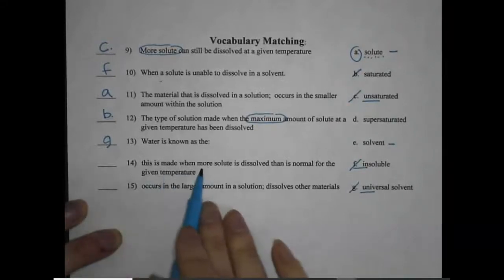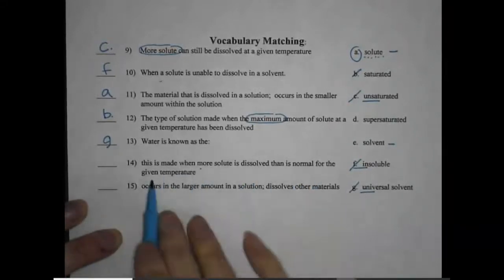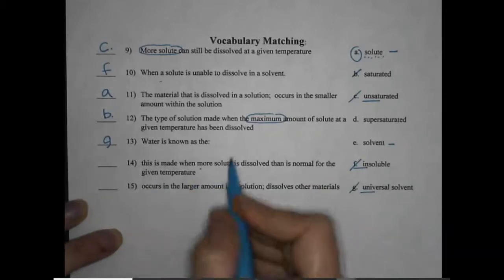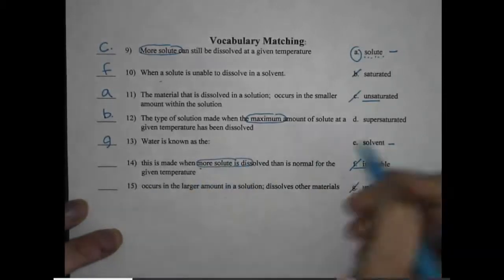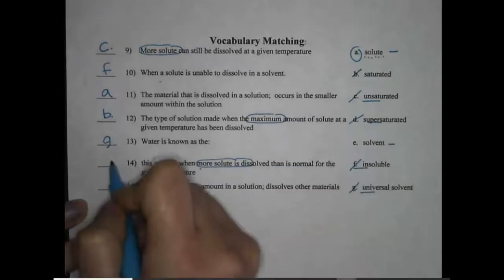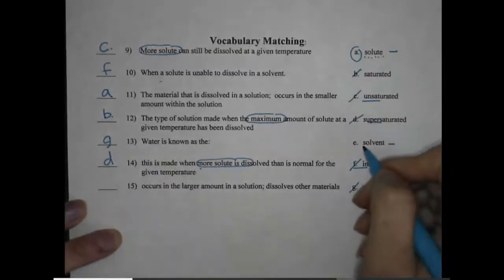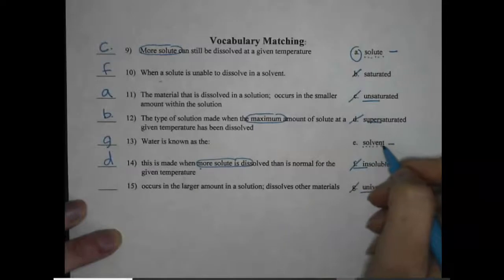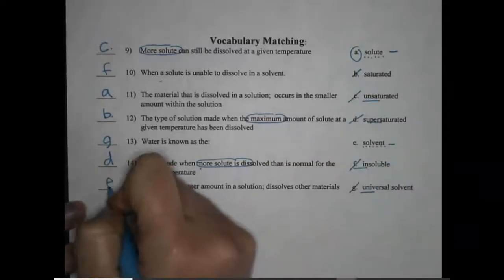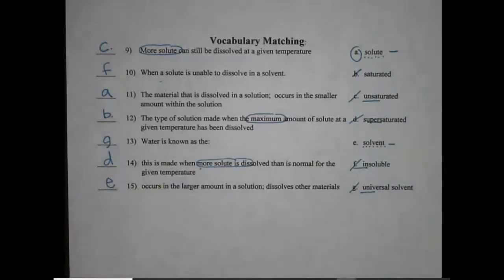This is made when more solute is dissolved than normal for the given temperature. So more solute is dissolved than it should be, which means it's super full, or supersaturated. And this one occurs in the larger amounts in the solution and dissolves other materials. So the larger amounts, the larger word: 1, 2, 3, 4, 5, 6, 7 letters. E, solvent. Okay, thanks y'all.